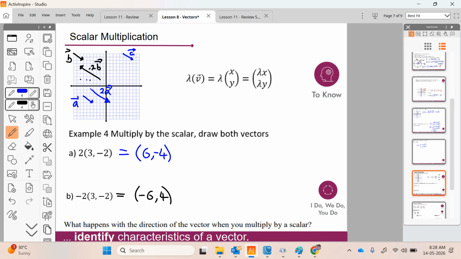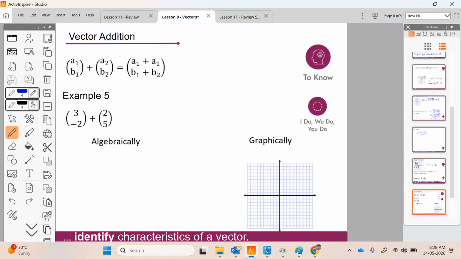So when you multiply by a negative scalar, you will change the direction of the vector. When we multiply by a scalar, we don't change the angle, we can just change the magnitude, and we can go in the opposite direction. Vector addition is pretty easy. You add two vectors together, you add the x components, you add the y components.